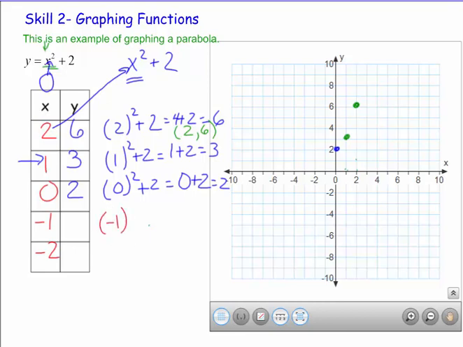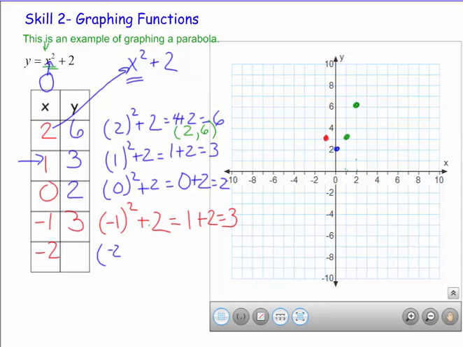We'll substitute in negative 1. First we square, that means negative 1 times negative 1, and then we add. Now that looks a little familiar. We go back 1 and up 3, and it's a good thing that we're starting to repeat. Then we know that we're doing this correctly.